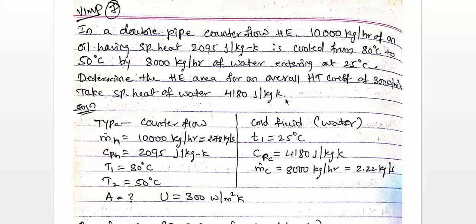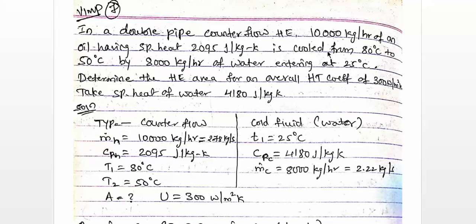It is related to a counterflow heat exchanger, right? So here the hot fluid is oil, with specific heat of 2095 joules per kg Kelvin, and mass flow rate given as 10,000 kg per hour. So this has to be converted into kg per second. Mass flow rate of the hot fluid is converted into kg per second, and along with that, first we have to identify which is the hot fluid and which is the cold fluid.